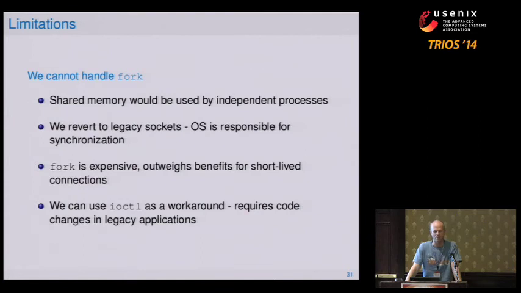It looks like a major problem, but fork is already pretty expensive, and if we spawn a process for handling each short-lived connection, then the fork basically outweighs the benefits of having fast sockets. We could use ioctl to work around that, somehow telling the system that the newly accepted connection is valid only in the child and not in the parent. But that would require some changes in the code of the application. But for event-driven servers, you basically do not need to change the code at all.